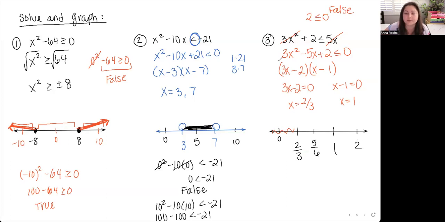I can also attempt to put 2 in here. So I can do 3 times 2 squared minus 5 times 2 plus 2. Here I'm going to have 2 times 2 is 4, times 3 is 12. 12 plus 2, 14, is less than or equal to 10? Also false. So again, I anticipate I will not be graphing anything here. However, that does mean that I'm going to have to graph something in the center.